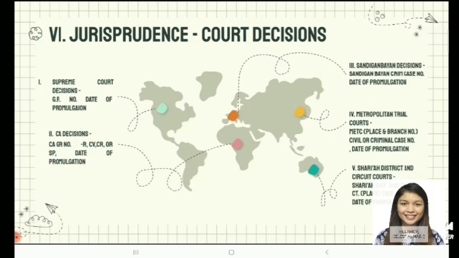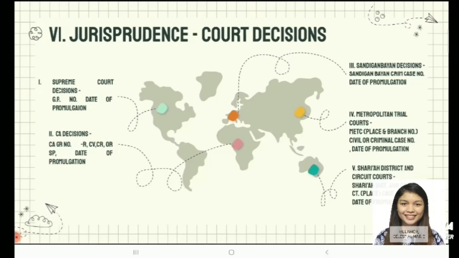For Metropolitan Trial Courts, we have MeTC, place and branch number, civil or criminal case number, date of promulgation. We also have Sharia District and Circuit Courts, which shall be cited as Sharia District or Circuit Court, place and case number, also the date of promulgation.